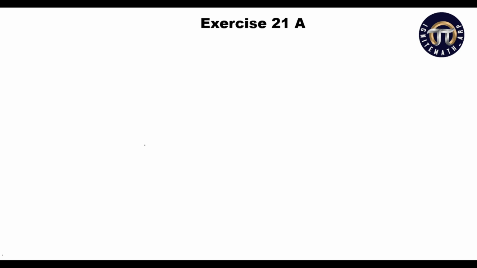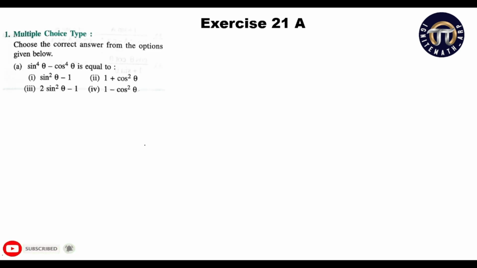Here we have some multiple choice questions as well. Now choose the correct answer from the options given below. The question says sine to the power of 4 theta minus cos to the power of 4 theta is equal to. So what I write is sine to the power of 4 theta can be written as sine square theta the whole square minus cos square theta the whole square.